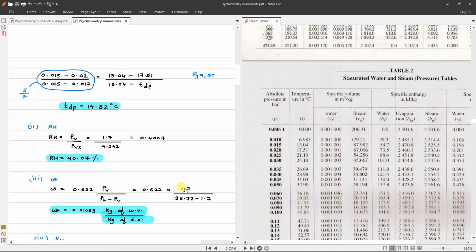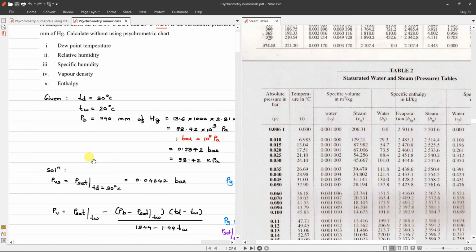PV we had calculated, 1.7 kilopascal, divided by PB, which is 98.72 kilopascal, minus PV again. So from here I can calculate omega, specific humidity, which is equal to 0.01089. What is the unit of specific humidity? Kg of water vapor per kg of dry air.